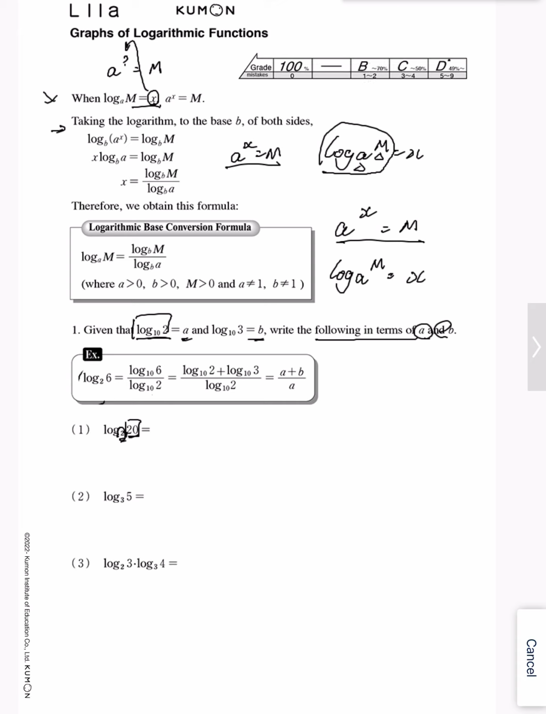Okay, so what we can do over here, I can write the 5 over here, I can write the 3 over here, and then I can have log base 10 of 5, right? And then I can have log base 10 of 3. So we already know that log base 10 of 3 is equal to b. So this thing is equal to b. But I don't have anything that has log base 10 of 5. So how do I change it?